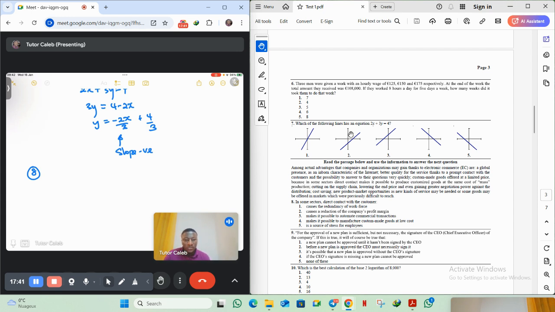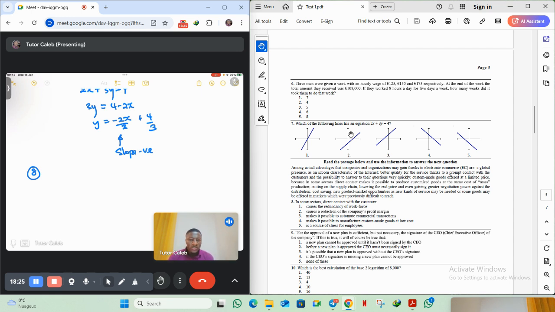The question asks, in some sectors, direct contact with the customer, they want you to complete. What does it imply? What does it mean? What does the text say about this? Now, if we go to line 4, it says that because in some sectors, direct contact makes it possible to produce customized goods at the same cost of mass production. And it goes further to say, cutting into the supply chain, lowering the end price, and even gaining greater negotiation power against distribution.